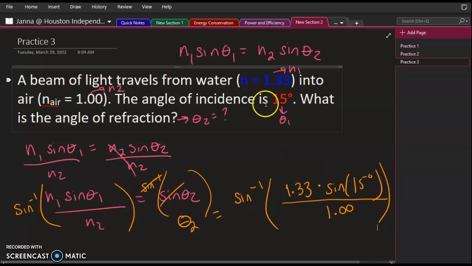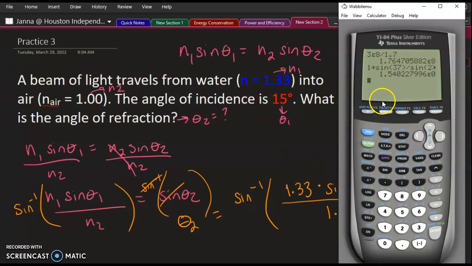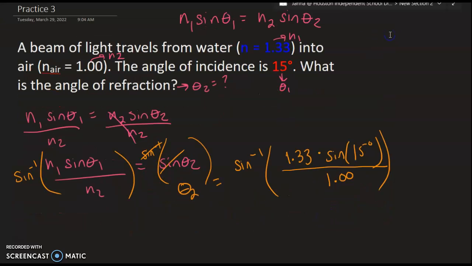You could leave that off or you could plug that into the calculator. Grabbing the calculator to get inverse sine, you do second sine. There's your sine inverse, 1.33 times sine of 15 degrees divided by 1, but I'll just leave that off. This is 2.01 E1. So two ways you could write this, but I want you to include the units. Theta 2 equals 2.01 E1 degrees, or 20.1 degrees.